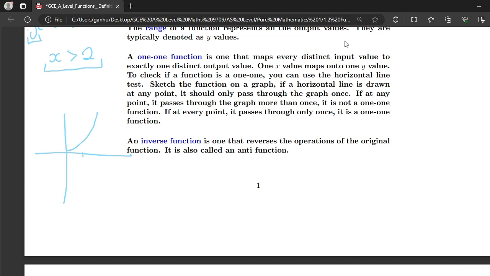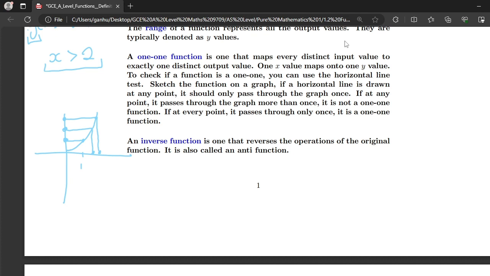Say this is x is 1. At this point here, there is only one y value, and that's here. If we come at this x value, there will only be one y value, which is here. Again, if you come here at this x value, you only get one y value. So a one-to-one function means that for every x value, you only have one y value.